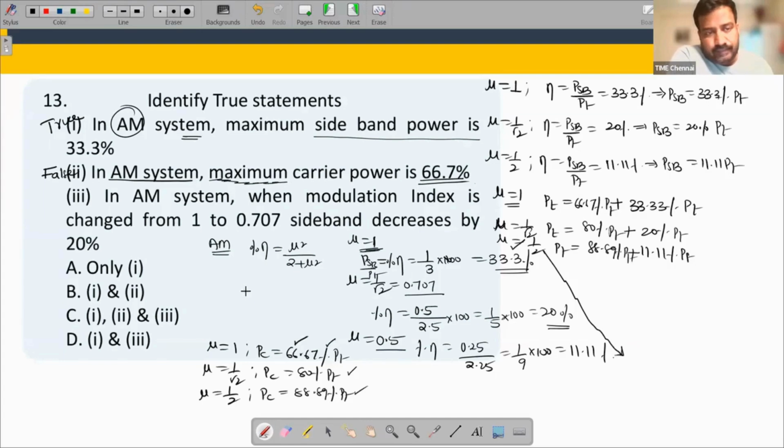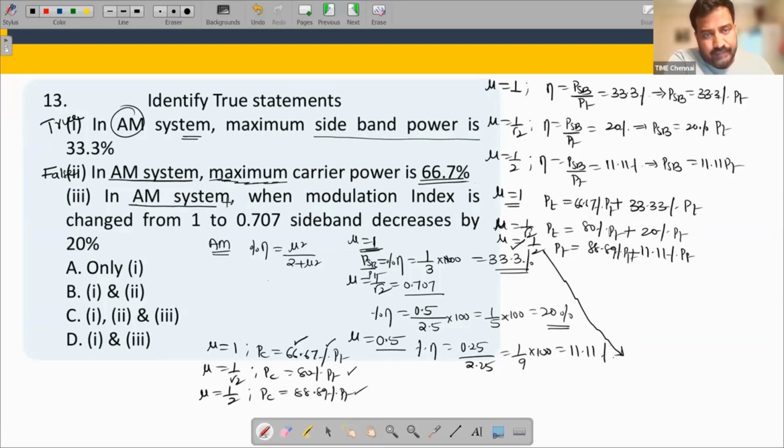Next, third statement. Is it true? So what's the answer? Okay, tell me what's the answer now. Option A. Why option A? What about the third statement?